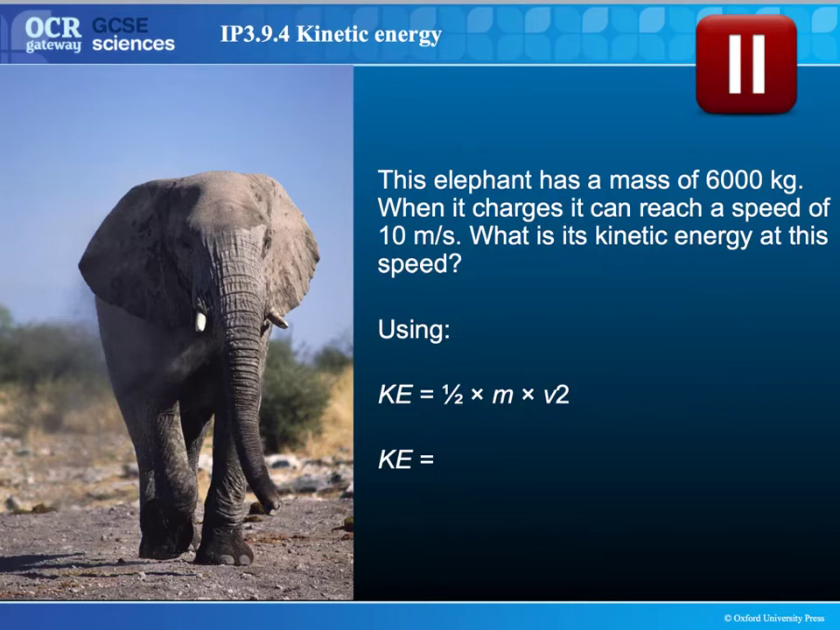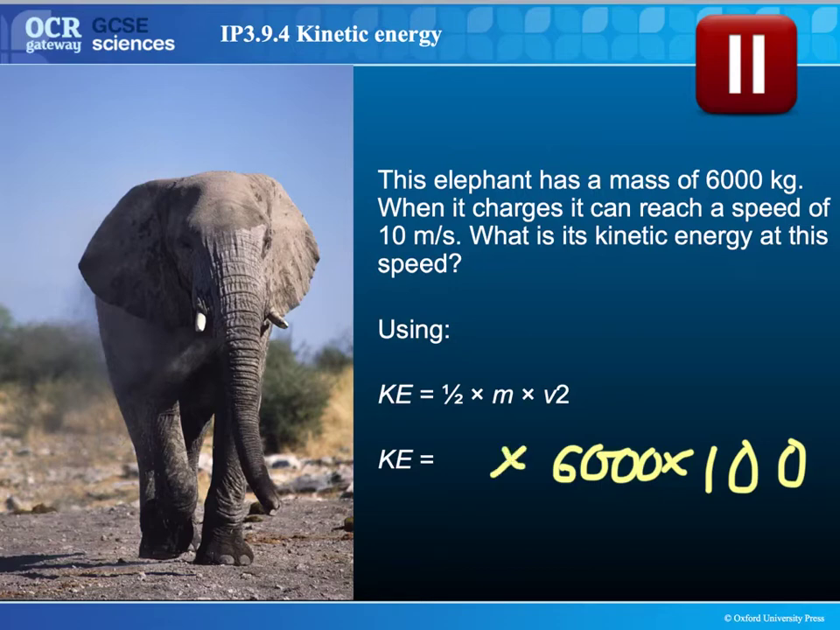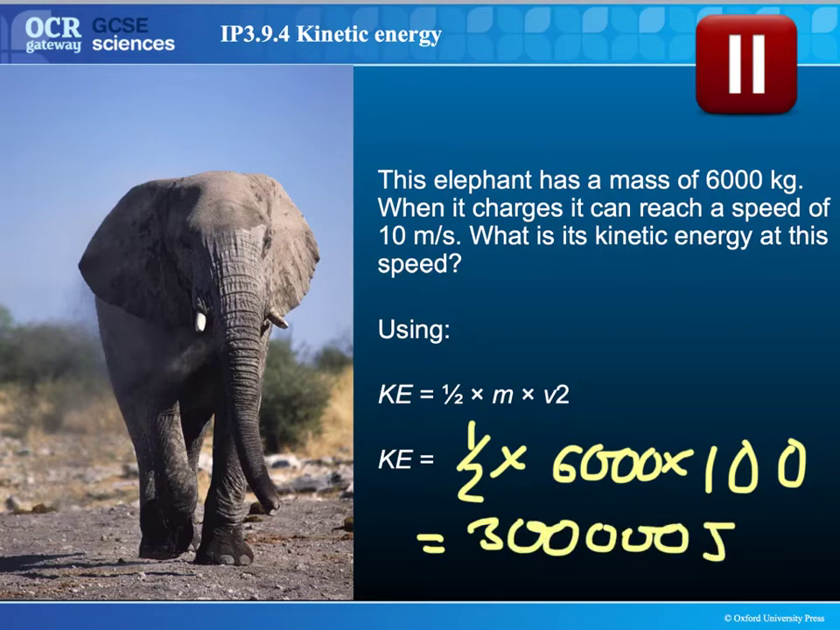Here's a couple more examples that you might want to try. You can pause these before we go through. As I said, I would always do the speed squared first. So 10 times 10 gives you the velocity squared of 100. Multiply that by the mass of 6,000, which gives you 600,000, times that by a half, which gives you kinetic energy of 300,000 joules for this elephant with a mass of 6,000 kilograms charging at 10 meters per second.